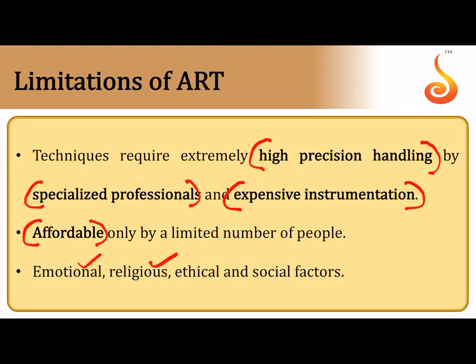And then there are a lot of emotional, religious, ethical, social factors. A lot of people believe that something artificial is against nature, isn't it? So it's like saying a couple has not conceived, they are not meant to conceive. So a lot of religious, ethical and social factors, and they have resorted to some artificial means. There is still some stigma attached to it. So these are the factors which are limitations of ART.